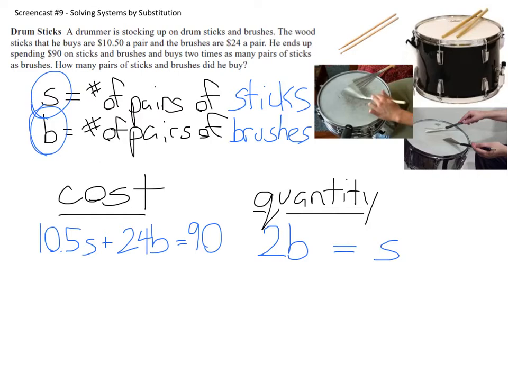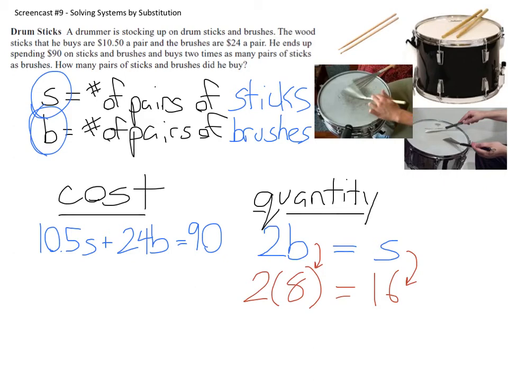Here, for those that are still kind of confused by this, is why 2B equals S is accurate and 2S equals B is not. Let's say, and this is just, we haven't solved it yet, that he bought 8 pairs of brushes. Well, then 2 times 8 would equal 16. So that would represent that he bought 8 brushes and 16 pairs of sticks. Now, if he bought 8 brushes and 16 pairs of sticks, does that make sense with him buying 2 times as many sticks as brushes? Yeah, because look, 16 is 2 times 8. So therefore, 16 would be accurate and 8 would be accurate. You see, you take the number of brushes, you double it, and you get the number of sticks.